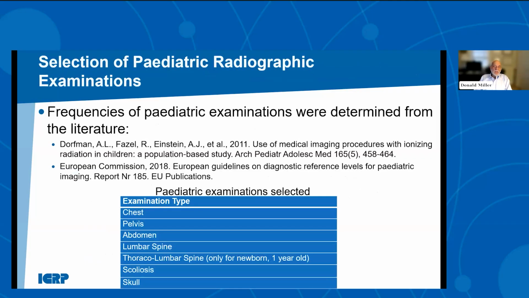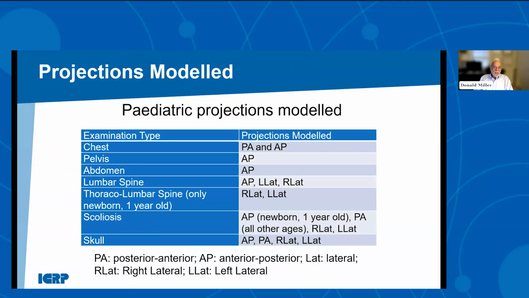We don't have the same level of data for frequencies for pediatric examinations that we do for adults, but we do have European guidelines, and we do have a paper from the US that give you relative frequencies for some of these examinations. And again, the examinations are relatively similar in terms of frequency: chest, pelvis, abdomen, lumbar spine, and then thoracolumbar spine just for neonates and infants. And we added scoliosis and skull, as I mentioned. And again, we chose the appropriate projections to model. The abbreviations are the same here.